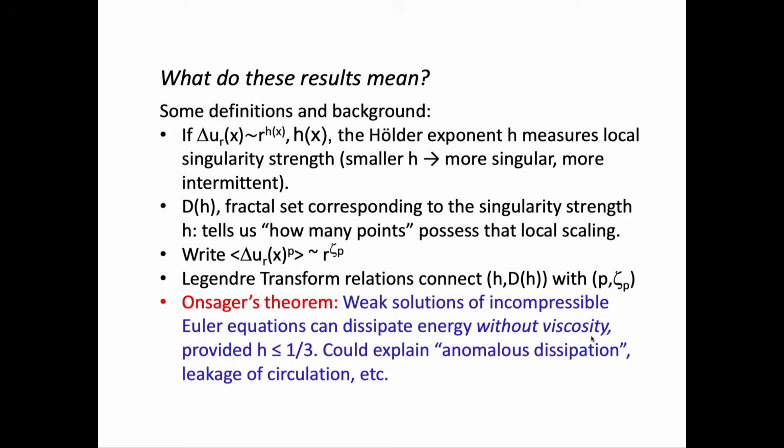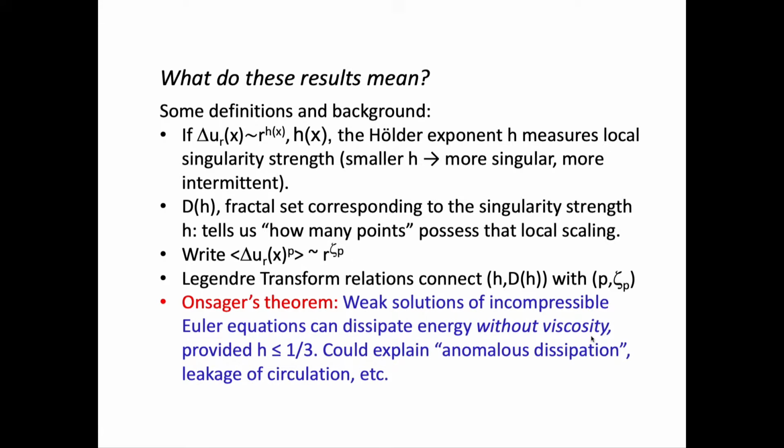And so he actually had a conjecture that says weak solutions of incompressible Euler equations, that is no viscosity whatever, can dissipate energy without viscosity, obviously, because it's Euler, provided h is less than or equal to 1/3. That's the conjecture of Onsager. But now it is a theorem of Onsager because it's been proved. It took many, many years. He conjectured it in 1948 or something like that.